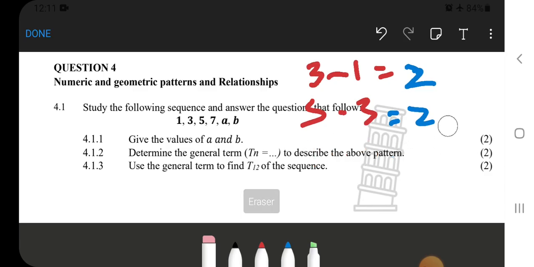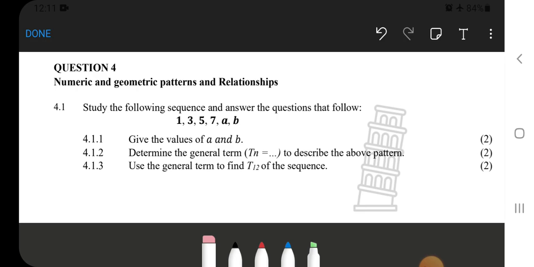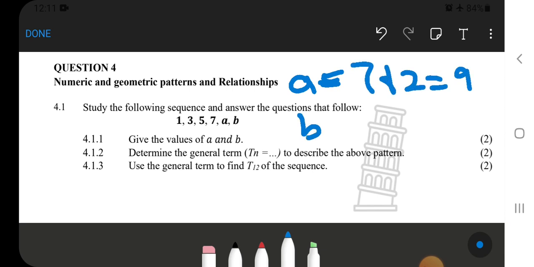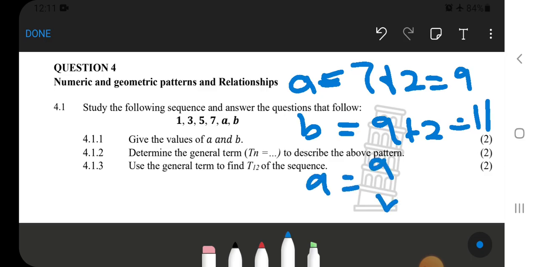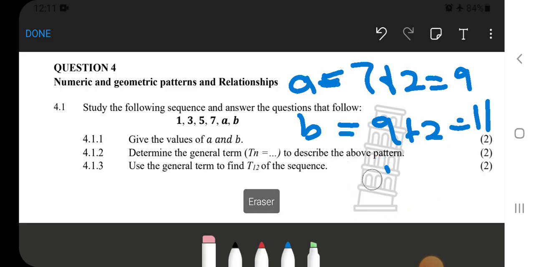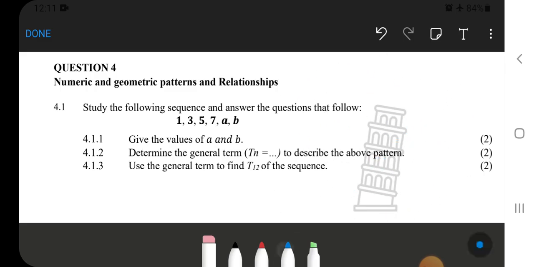So we discover that there is a 2 difference between these numbers. Between 1 and 3 is 2, between 3 and 5 is 2, between 5 and 7 is 2. So to get A, A equals 7 plus 2. A is 9, and then to get B is 9 plus 2, so meaning it's 11. So A equals 9, and B equals 11. That is how you're going to do it. So let's erase and just write, we have 9 and 11.